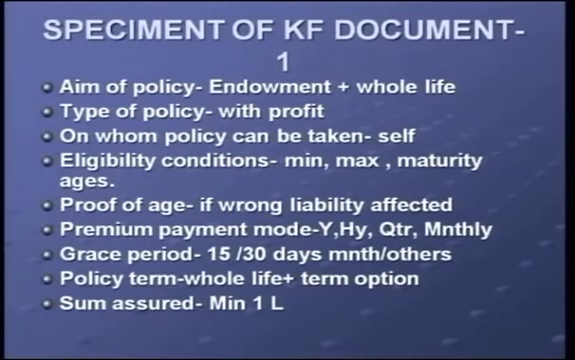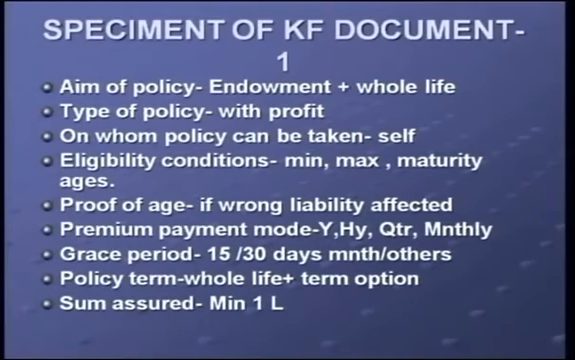On whom can the policy be taken? It can be taken only for self, or on another person. Eligibility conditions: what are the minimum, maximum and maturity ages? That the key feature document specifies. What are the features of the policy? Then proof of age. If it is wrongly mentioned, what will happen? Age is admitted, non-admitted. So if it is wrongly mentioned and premium is likely to be affected, or underwriting features are going to be affected, the insurer will mention that it can prejudice the claim.